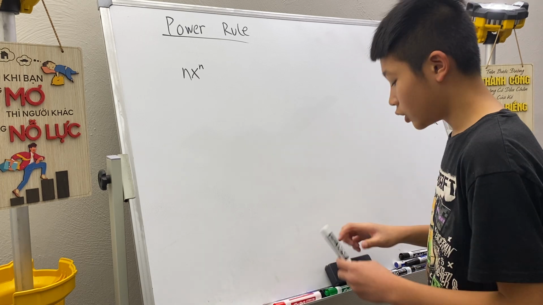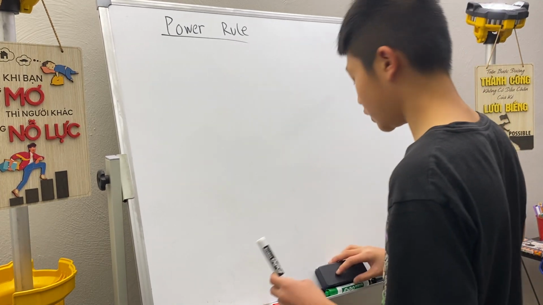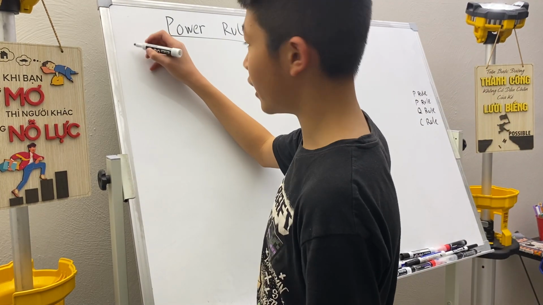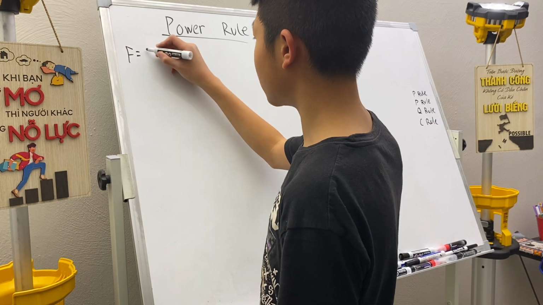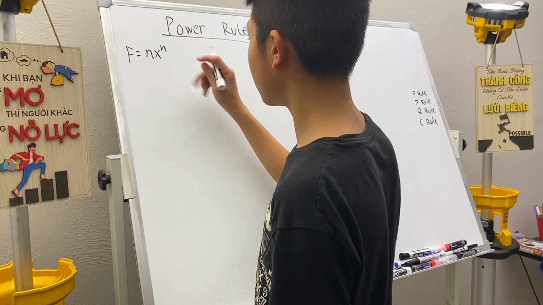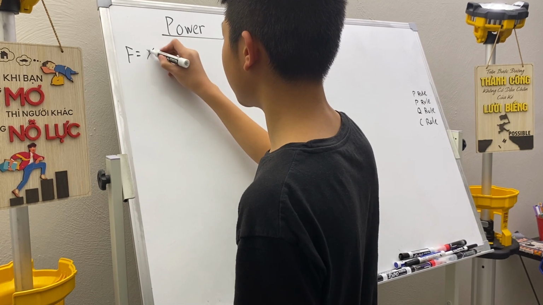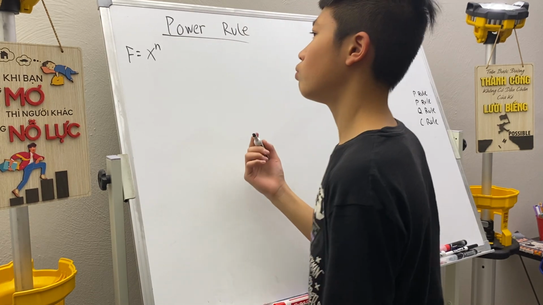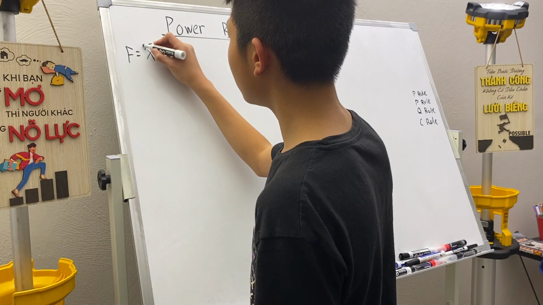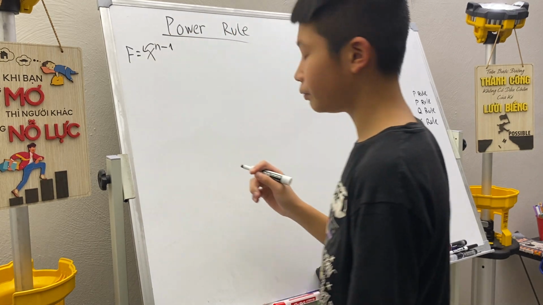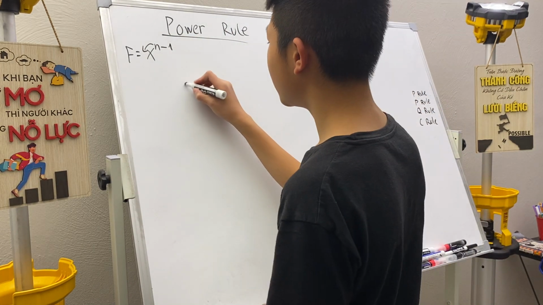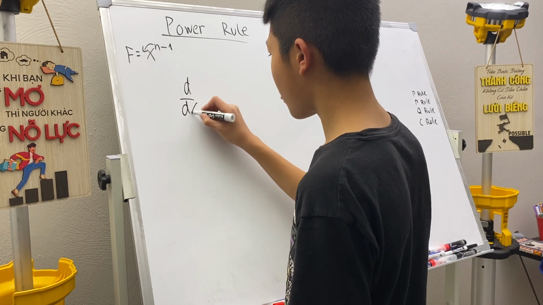Okay, so the power rule tells us, I'm going to tell you the formula. I'm just going to write f for the formula. The formula is equal to this. Actually, x to the n. Just x to the n. You bring the power to the front, minus 1.